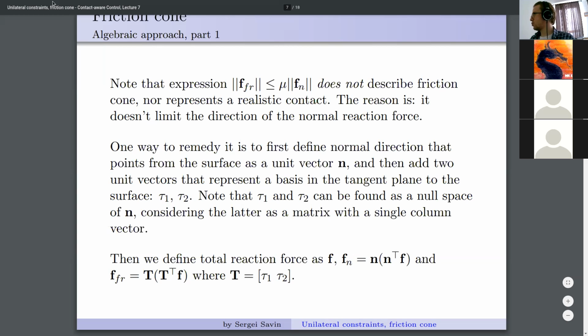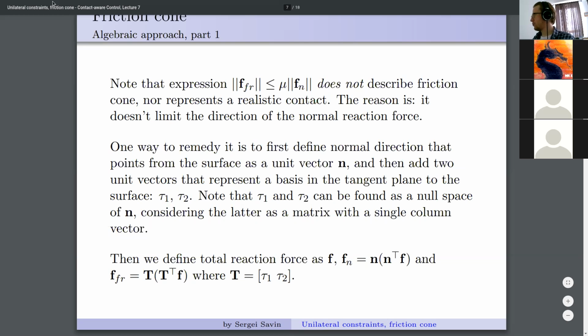Now you can define your total reaction force as F bold on the bottom of the slide. And what you can do next is find your normal reaction force as a projection onto the vector n. The way you do it, as you see on the bottom of the slide, is you find a dot product, or n transpose f. This is the dot product between n and f, right? And then you multiply it by n to retrieve the directionality.